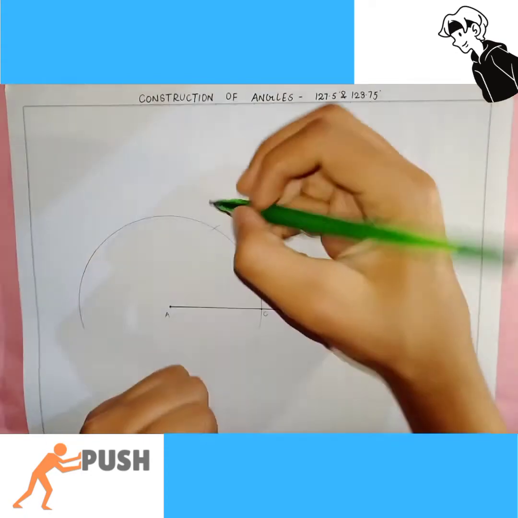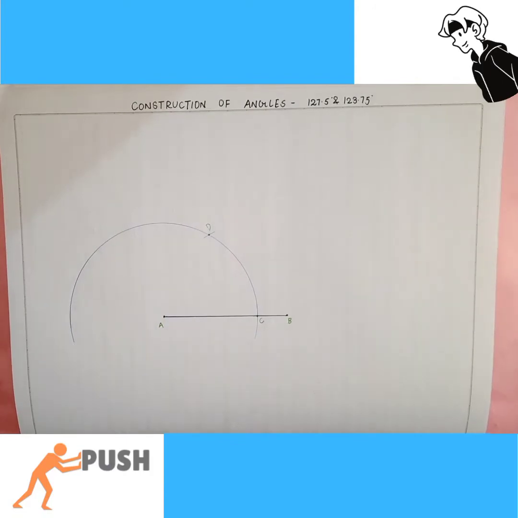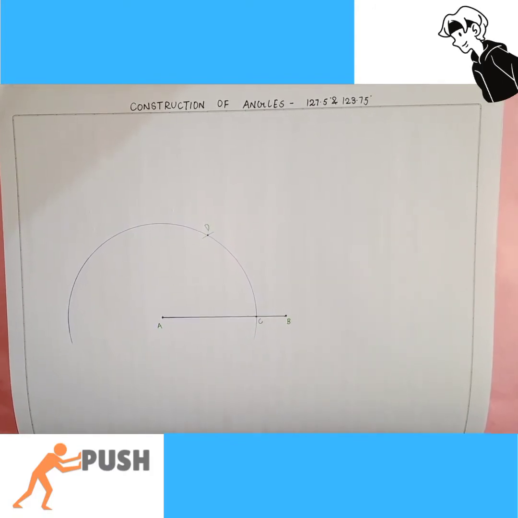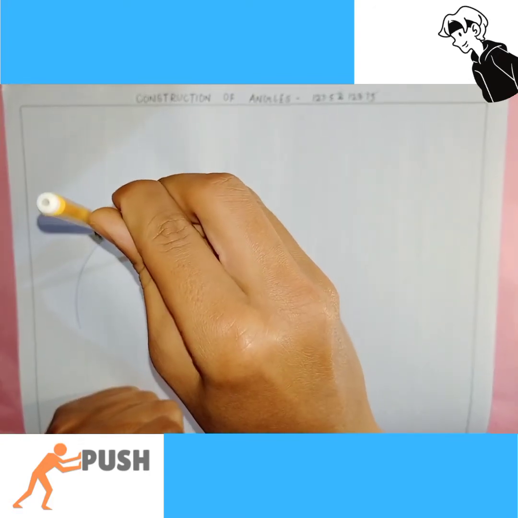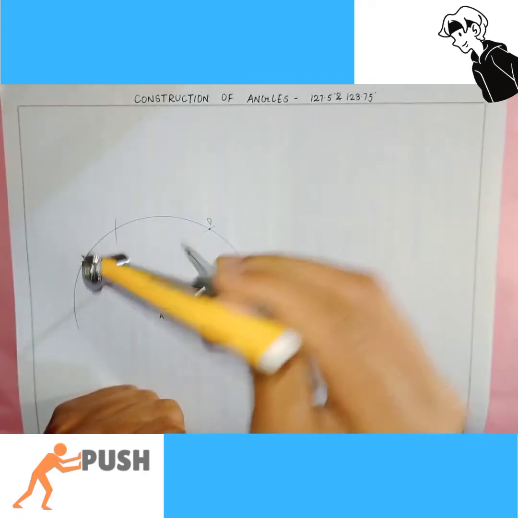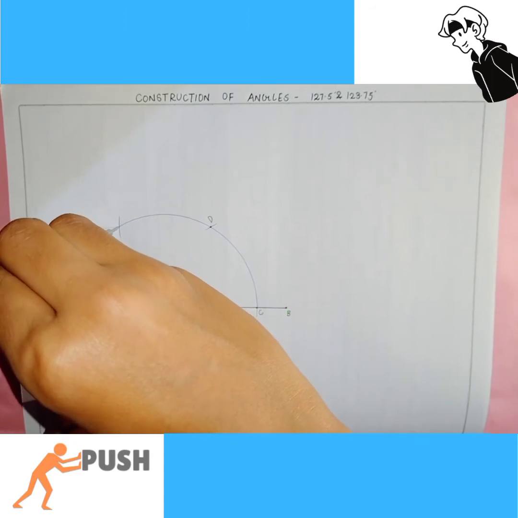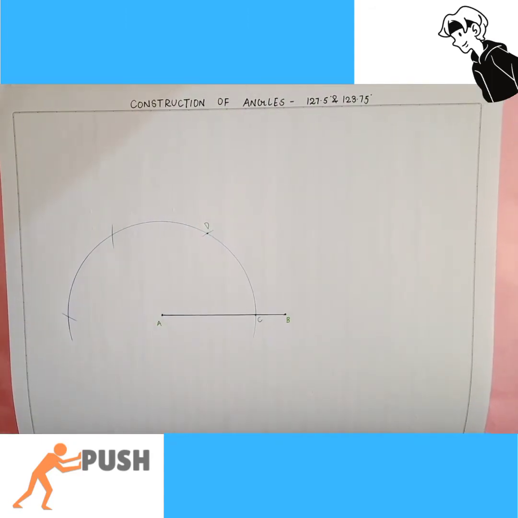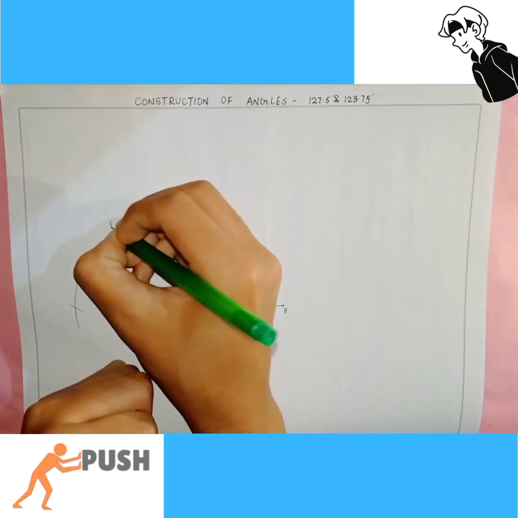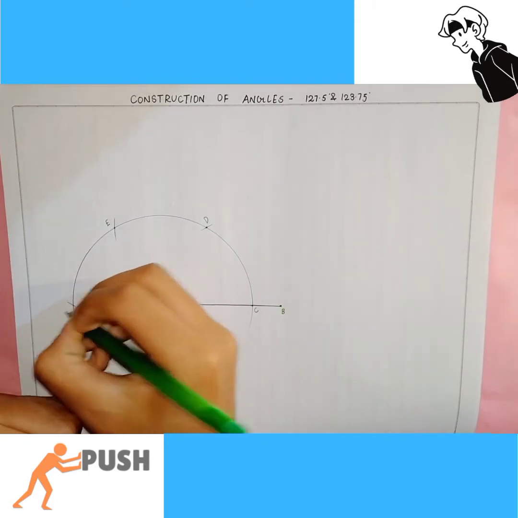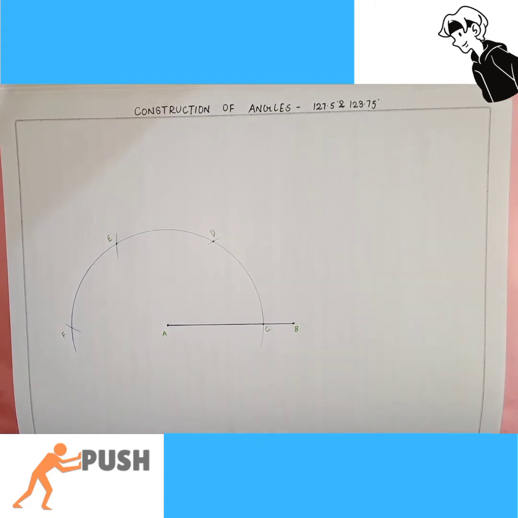Let's first make a point here. Put this compass point at D and cut another arc. This is 120 and another arc which will give you 180 degrees. So let's name all of them E and F. Naming is not a major part. You can name it anything you want.